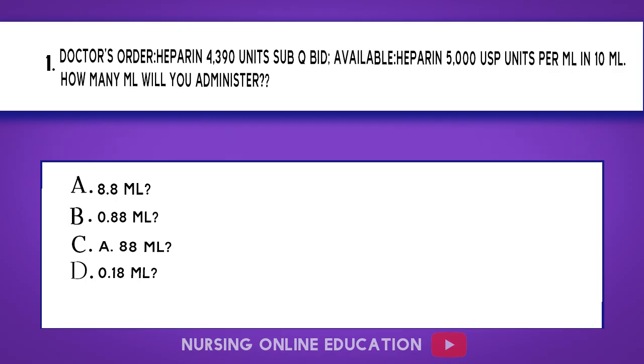1. Doctor's order, heparin 4,390 units sub-Q bid. Available, heparin 5,000 USP units per ml in 10 ml. How many ml will you administer? A. 8.8 milliliters, B. 0.88 milliliters, C. 0.088 milliliters, D. 0.18 milliliters. The answer is option A.